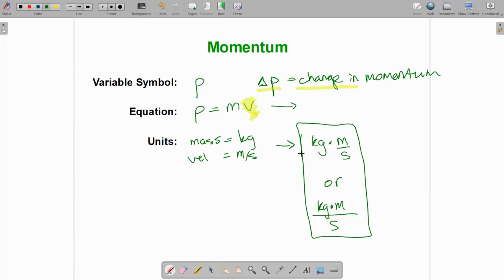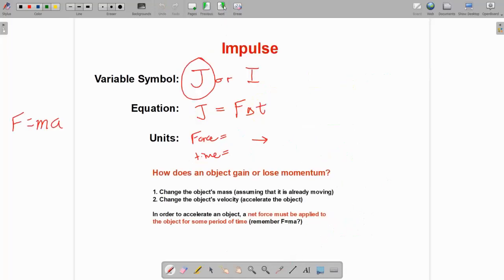Now on the flip side of this, we have something called impulse. Impulse has a symbol of J. Sometimes you'll see I, but for the most part it's capital J. That's what we're going to use in this class. Let's come down to the bottom here and look at this first.